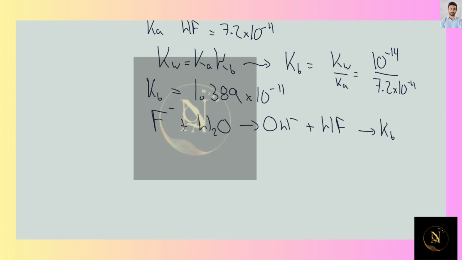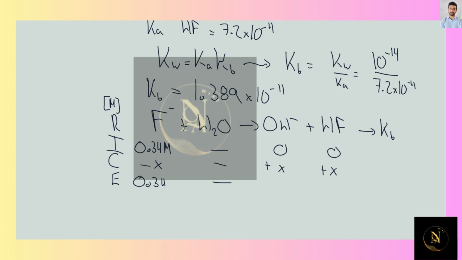So our ICE table, well, RICE table if you consider the reaction, everything is going to be written down in molarity. So of F minus, we start with a 0.34 molar solution. Water doesn't matter, we start with 0 and 0 of each of them. The amount of change is the amount that is going to react, corresponds to minus x. Over here, we're going to generate plus x, and at the equilibrium, we're going to get 0.34 minus x, and x.